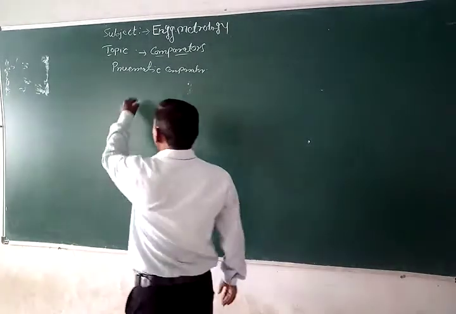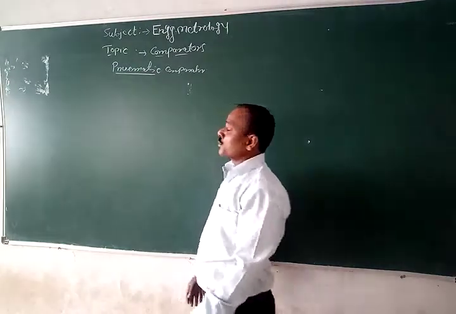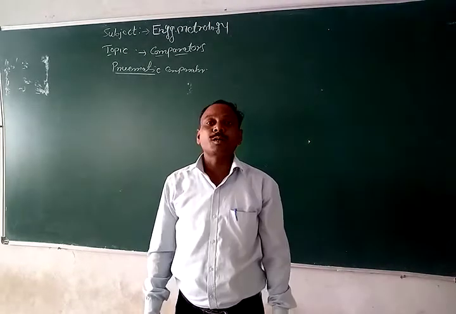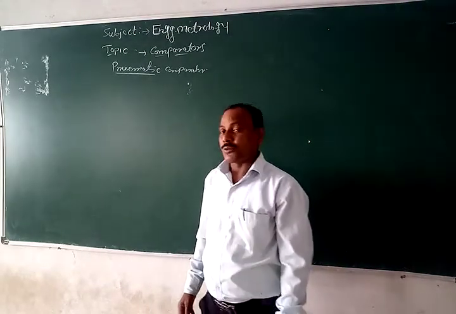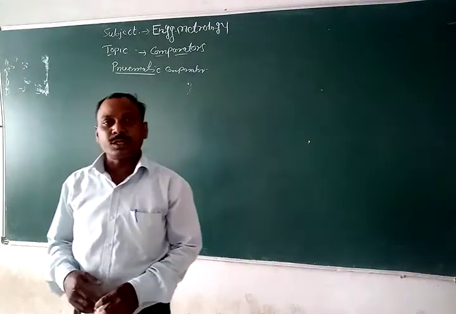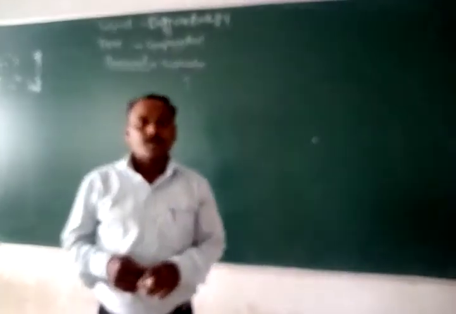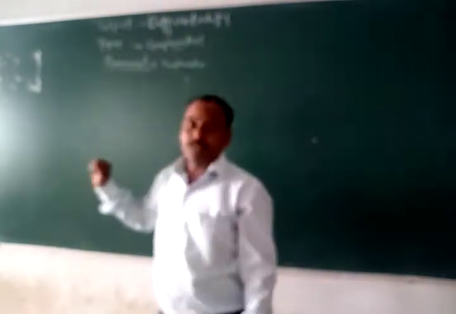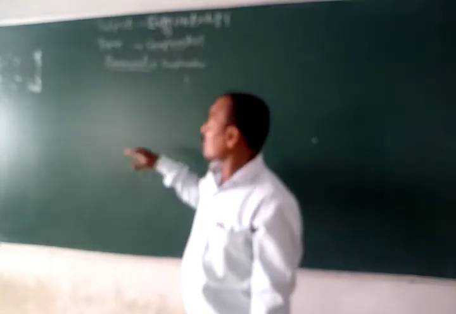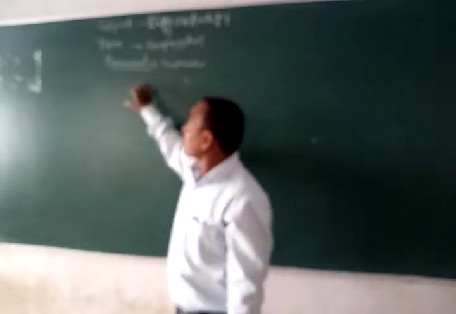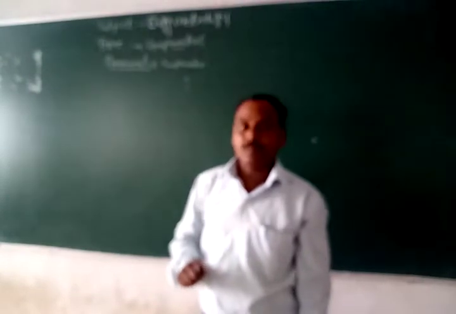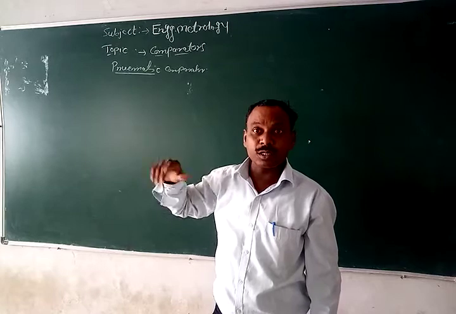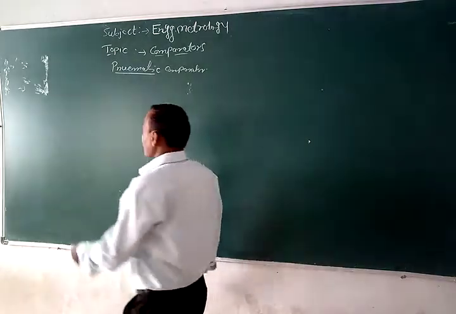Now in pneumatic comparator, the word pneumatic indicates air pressure. It means variation of dimension can be measured against a reference dimension by using air pressure, by using variation of air pressure. The variation that comes in a dimension due to air pressure can be calculated by this pneumatic comparator. Our diagram is the pneumatic comparator.